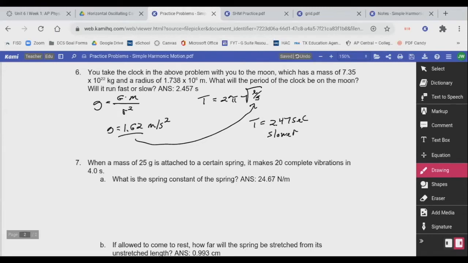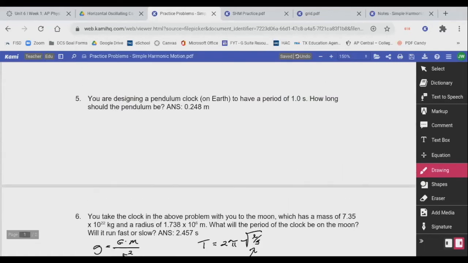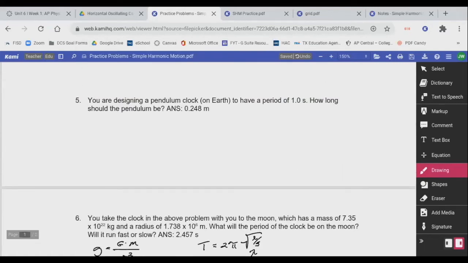What would the length be? The radius? No, the length is going to be the same length for the clock in number 5. You're designing a pendulum clock on the Earth to have a certain period, and whatever you get for number 5, that's going to be the length that you're going to use. Because it said it's the same clock, right?